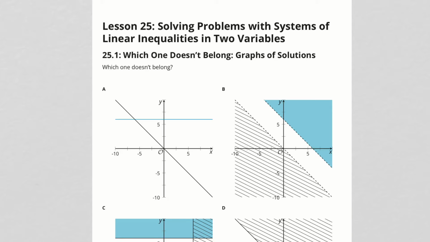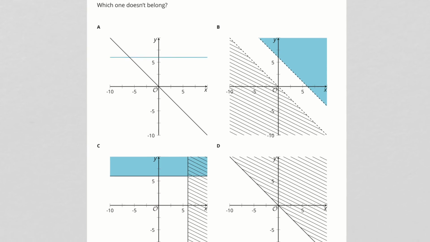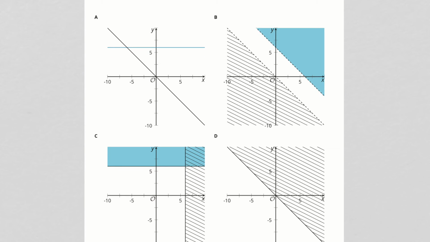We're solving problems with systems of linear inequalities in two variables. So, which one of these does not belong? A. Why does A not belong? Because it's not shaded. There's no shading, and it's not even dotted either.